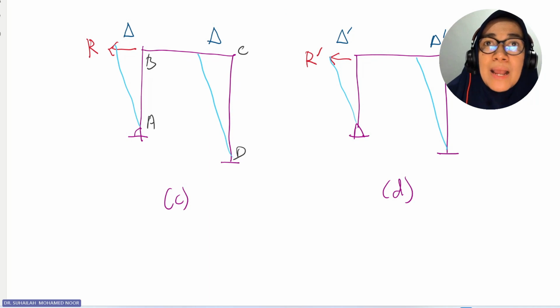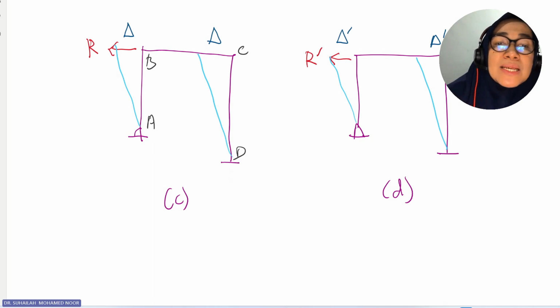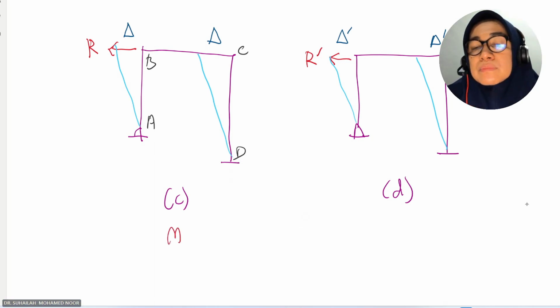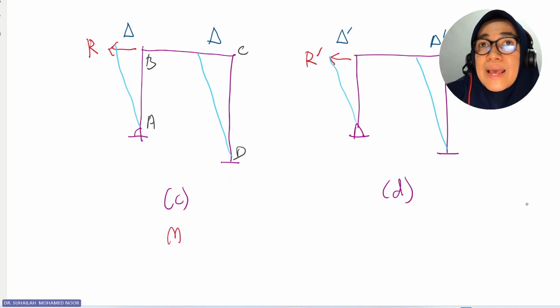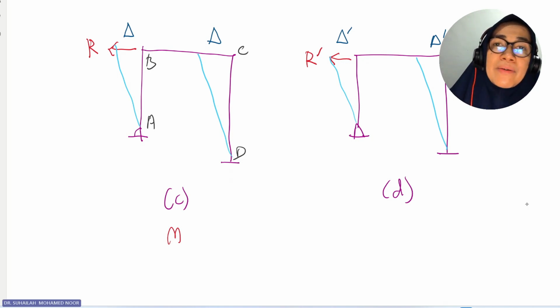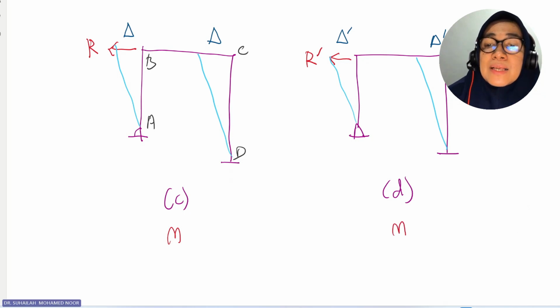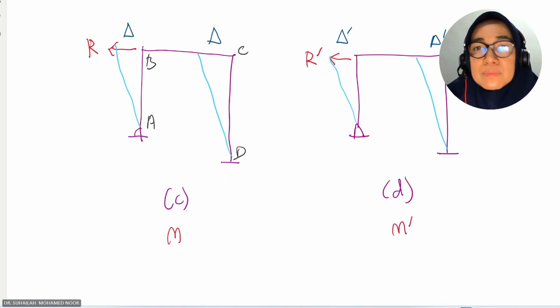The end moment for diagram C, due to R and delta, is M. The end moment, the member end moment. And in diagram D, due to R prime and due to delta prime, the end moment is M prime.